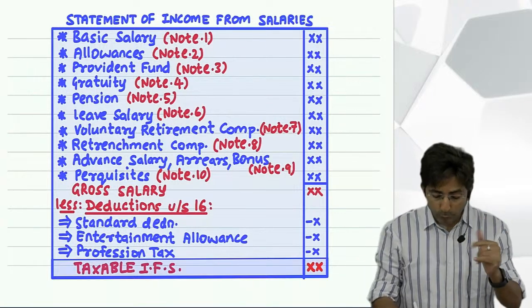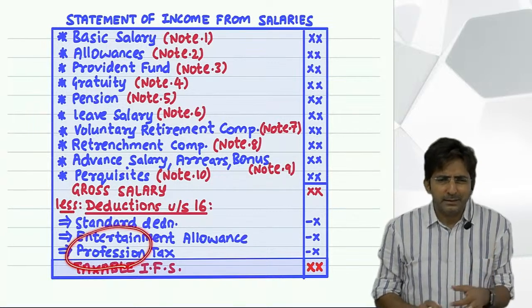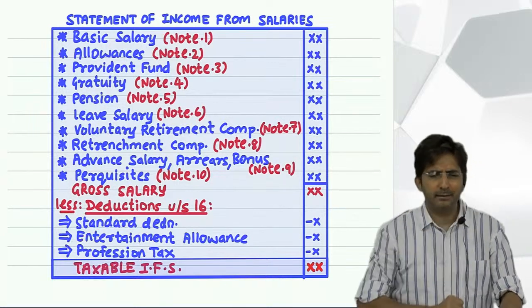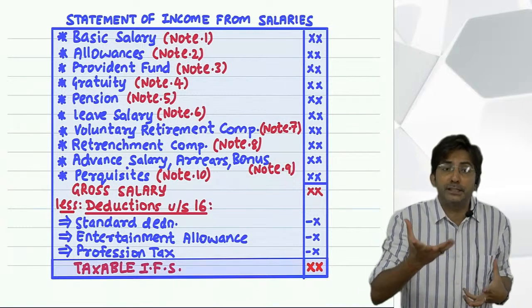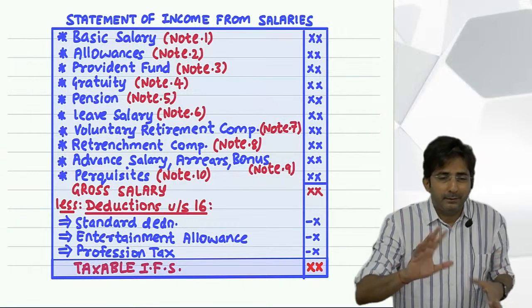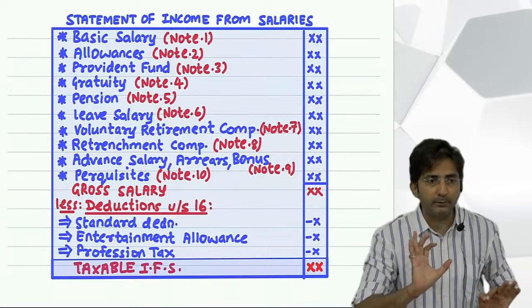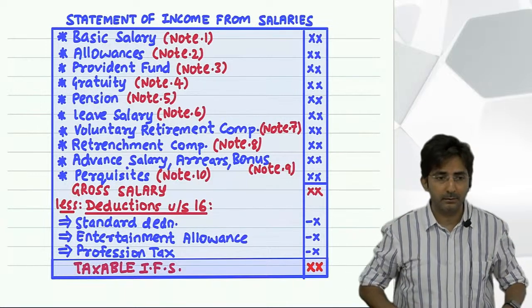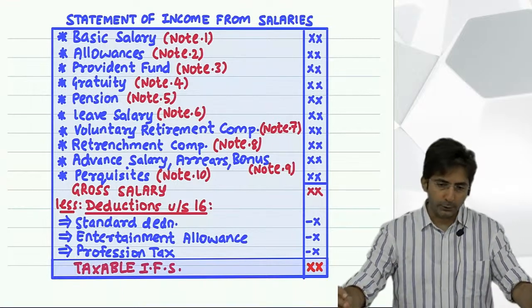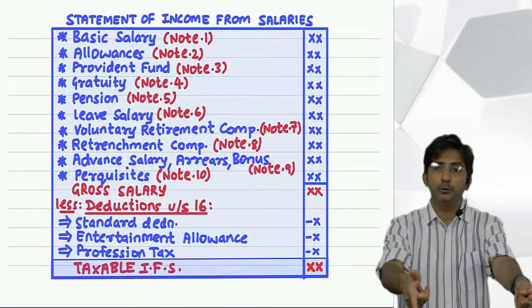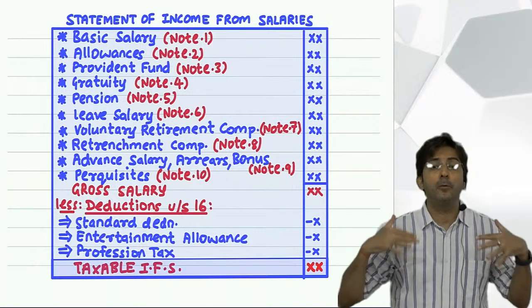Many students have asked me the doubt, sir, why is it called profession? Don't take the word profession literally. Literally, you would think of doctors, chartered accountants, engineers, professionals. Here, profession doesn't mean that. Actually, the proper name of this tax is employment tax. If you are unemployed, you don't have to pay. But once you are employed, it becomes your duty to pay something to the state government.